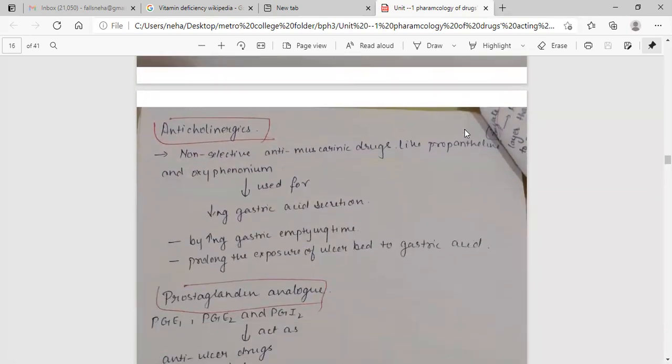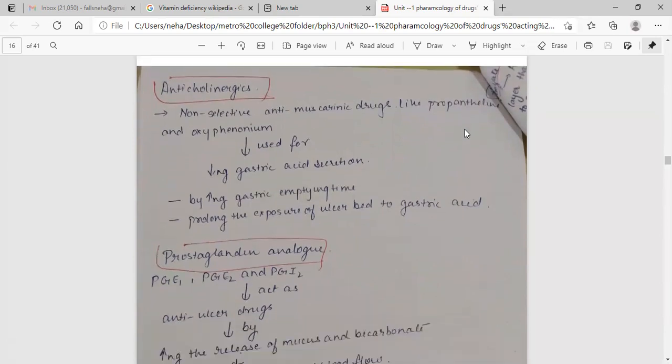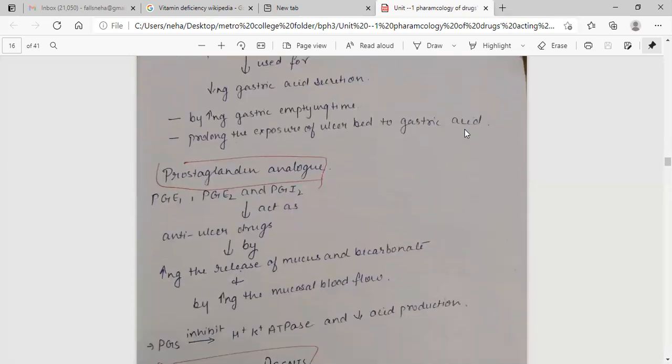Anticholinergics. Non-selective antimuscarinic drugs like propantheline and oxyphenonium are used for decreasing gastric acid secretion and by increasing gastric emptying time prolong the exposure of the ulcer bed to gastric acid.